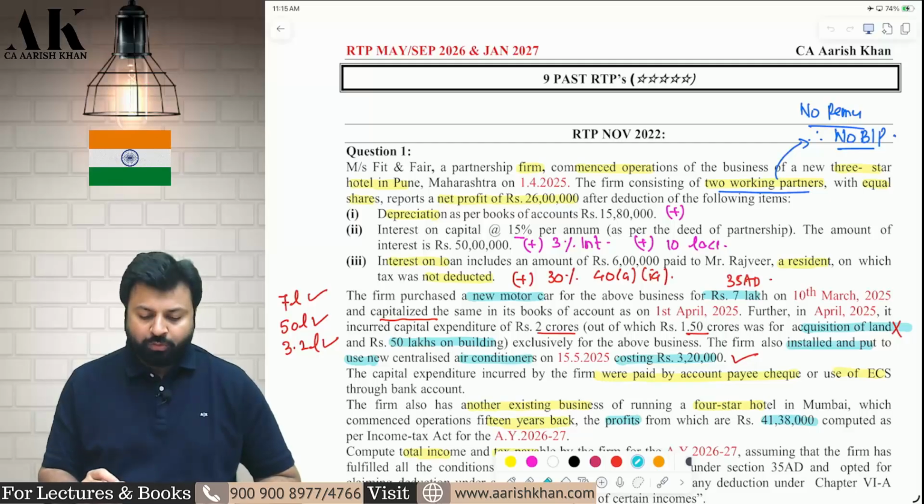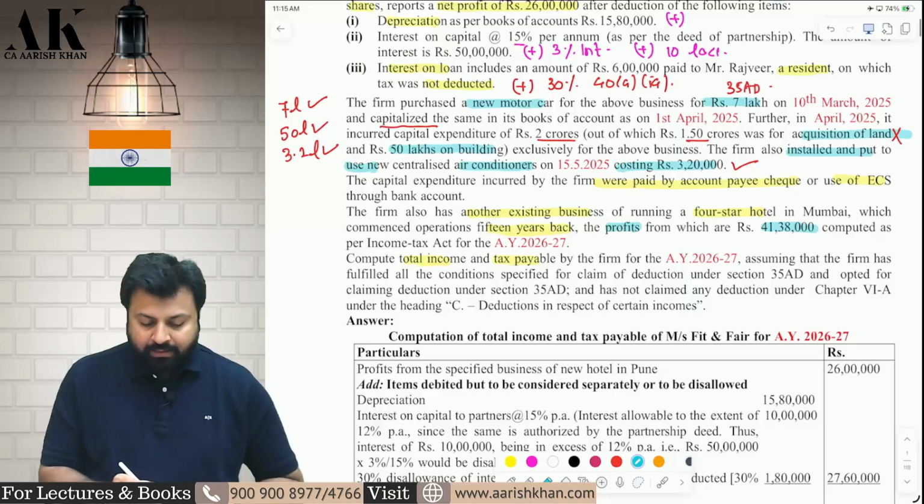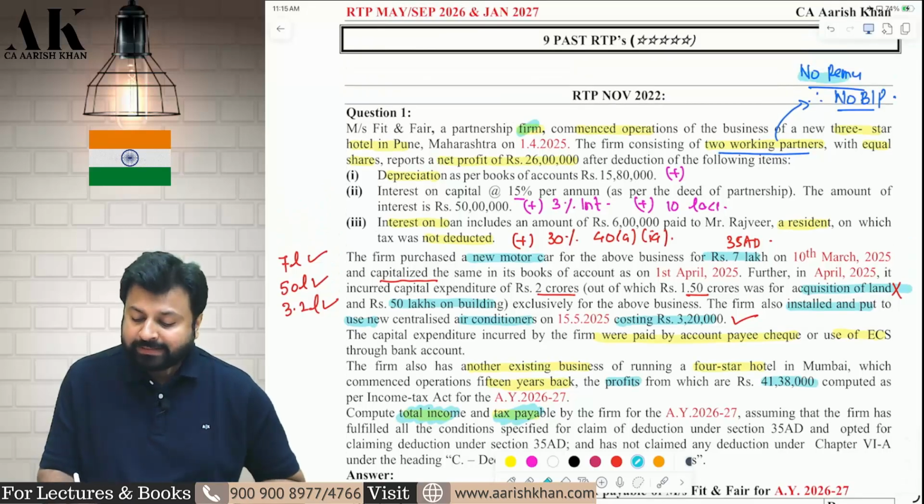The very first question over here is on partnership firm, and in this question, the examiner has asked us to compute the total income and tax payable of the firm. Now, no remuneration is given in this question.